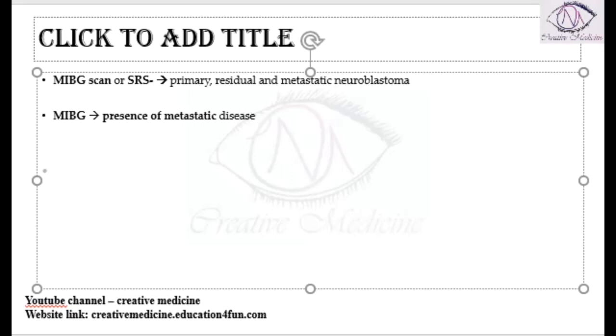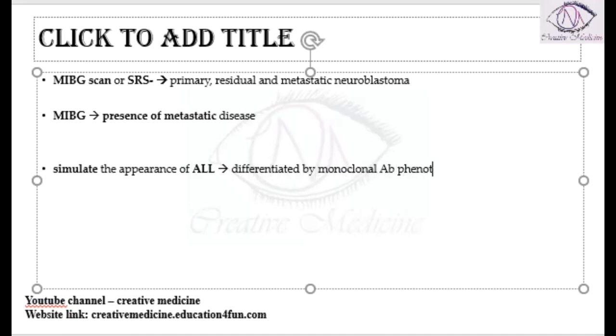Sometimes neuroblastoma may simulate acute lymphocytic leukemia. Because it simulates acute lymphocytic leukemia, it is mainly differentiated by typing of the monoclonal phenotype. Monoclonal antibody phenotyping is done, and thus we can differentiate ALL from neuroblastoma.